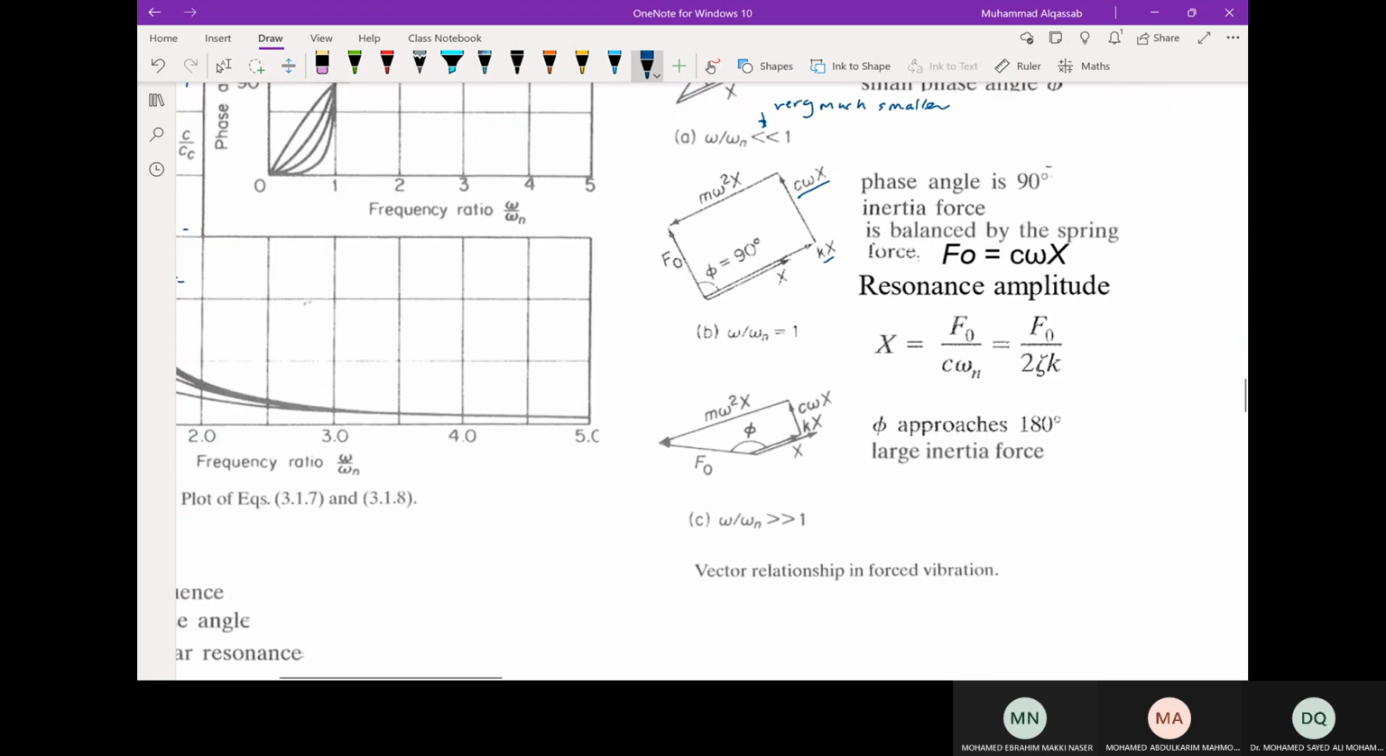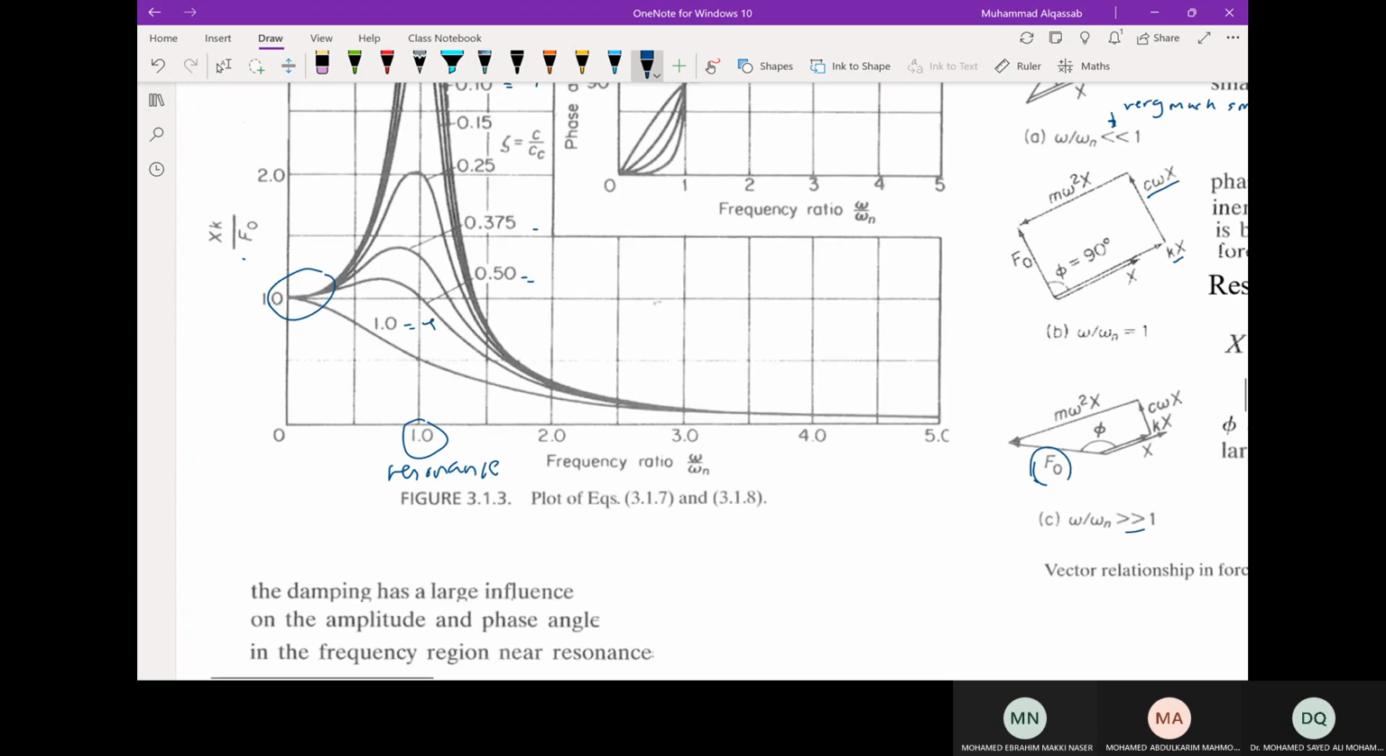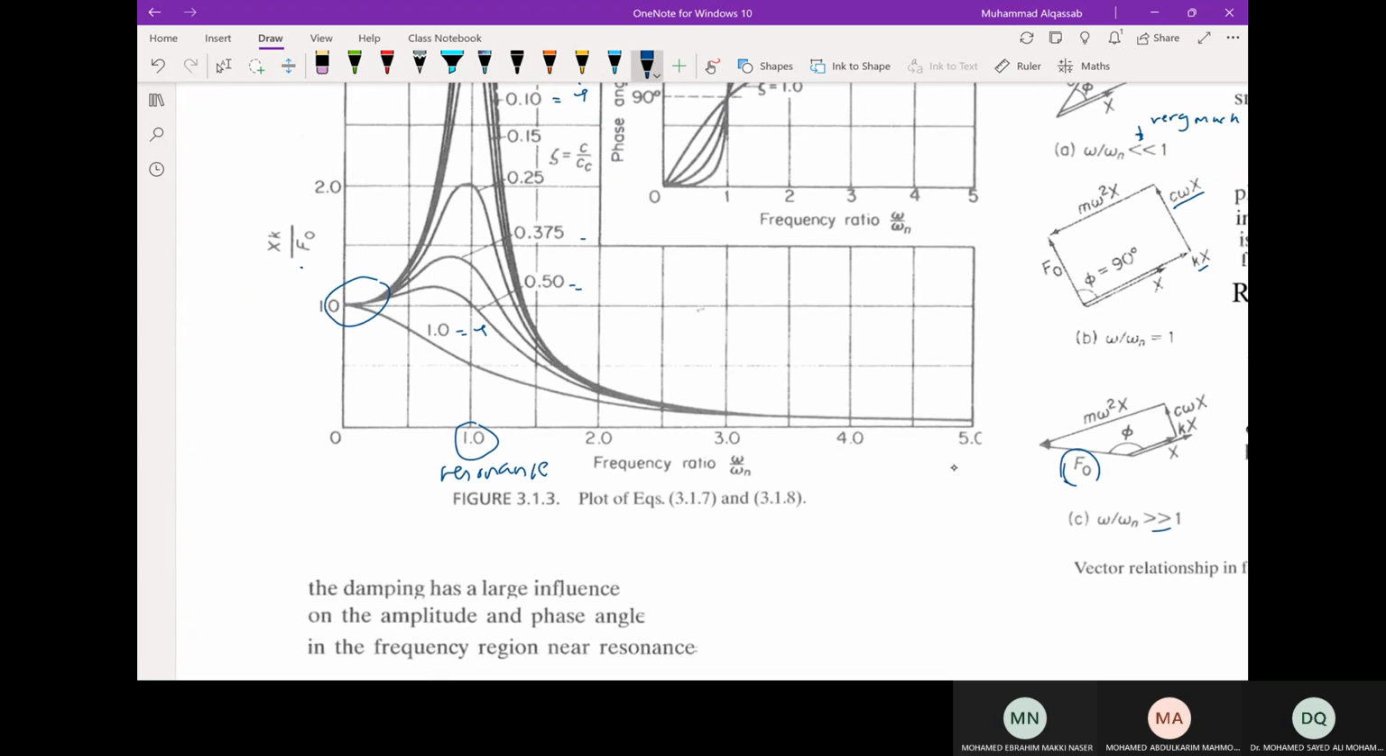And when you move to the third case, when omega over omega n is very much greater than 1, the phase will approach 180 degrees, and then the damper force and the spring force will be small, but the inertia force is large, and the inertia force is opposing the applied force. And the damping has no influence on the amplitude, as you can see from the graph of the amplitude ratio versus the frequency ratio for the range omega over omega n greater than 1, like 3, 4, 5, 10.